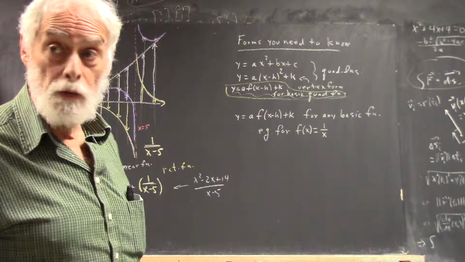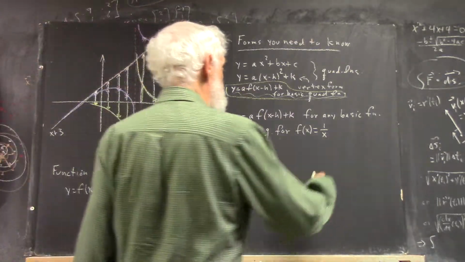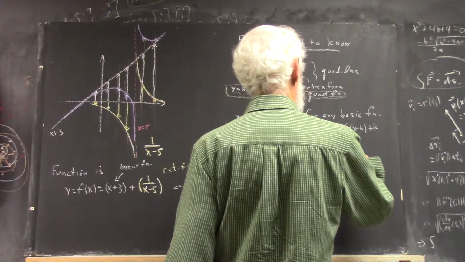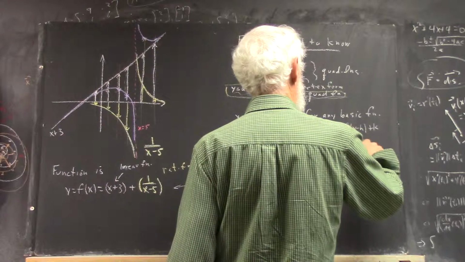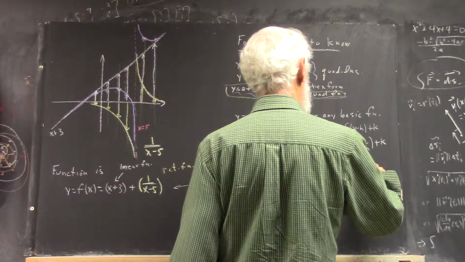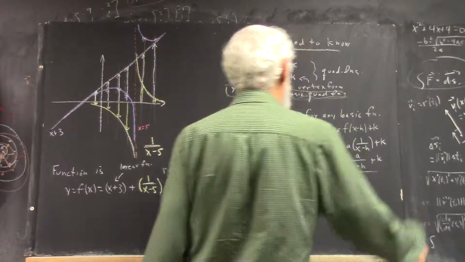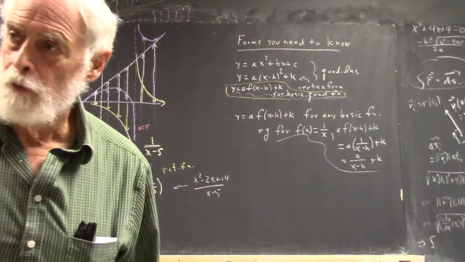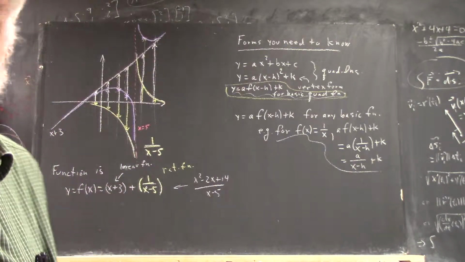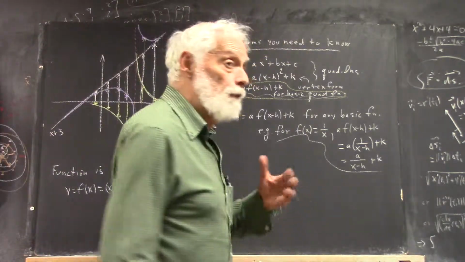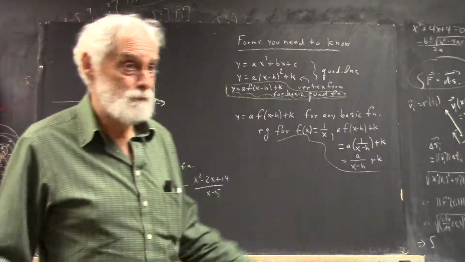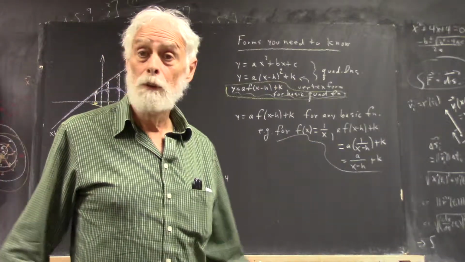So for f of x equals 1 over x, it's this. And you should be able to write it out for any of the basic functions. You should know what all the basic functions are. Okay? So if you have a problem that says, I have these points on the graph of the general basic square root function, you know what it means.